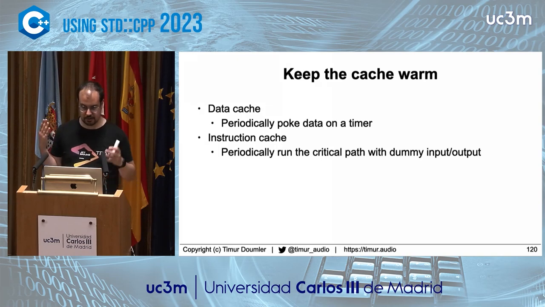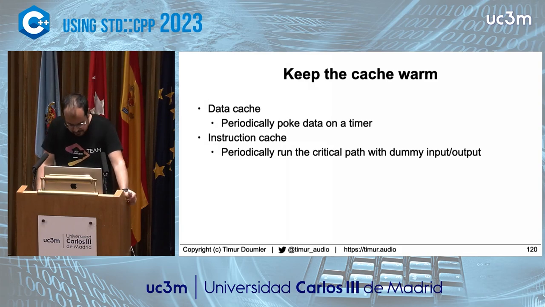So for example, again in these finance applications, sometimes you want to send orders really quickly, but you don't send orders very often. So these instructions are not going to be in the instruction cache, which is, by the way, often even worse than a branch predictor miss. And so you want that code, even though you're not running it most of the time, to be hot in the instruction cache.